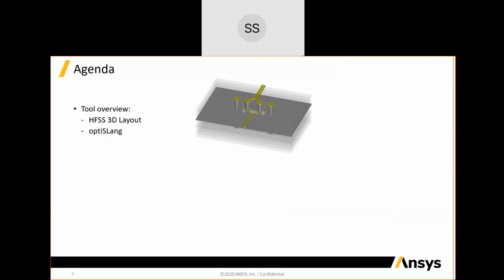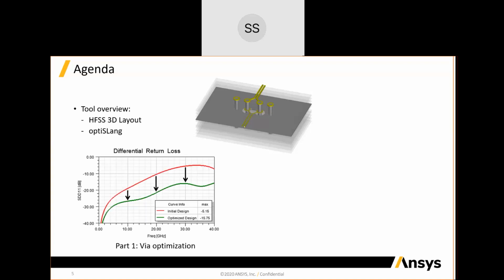For the webinar today, what I'm planning to do is first give you a very quick overview of the tools that we're using. So we'll start off talking a little bit about HFSS 3D Layout and a little bit about optiSLang. And then I want to spend the bulk of the webinar on the optimization part, where we're actually looking at how we can improve the differential return loss of this via.